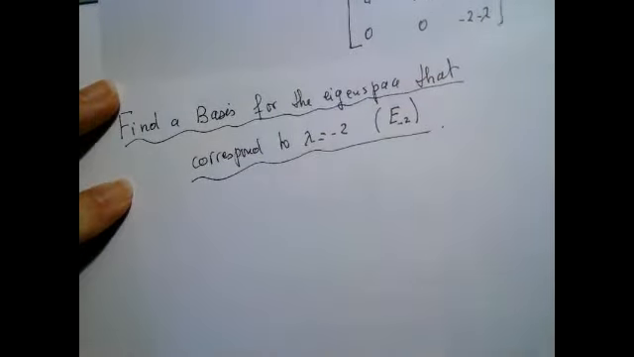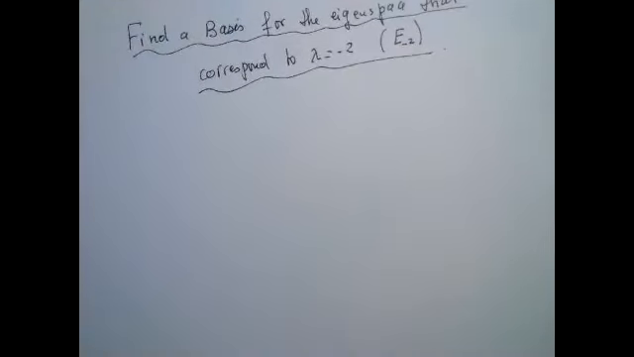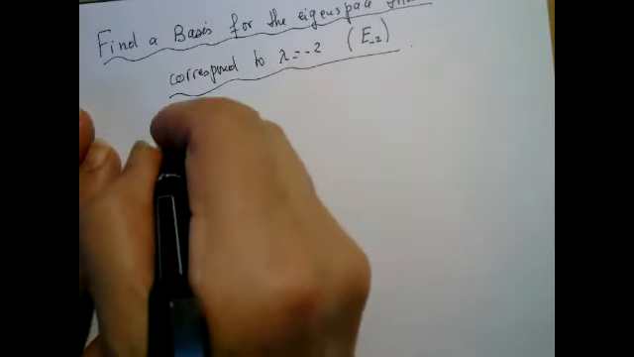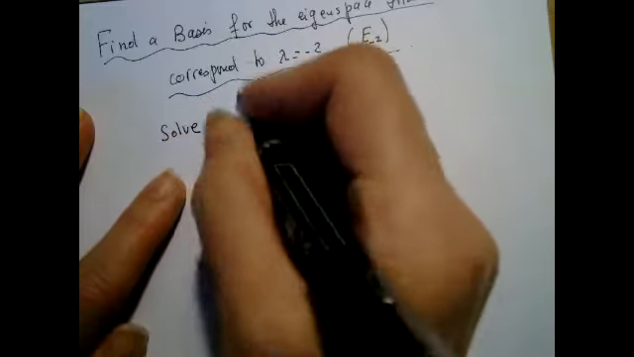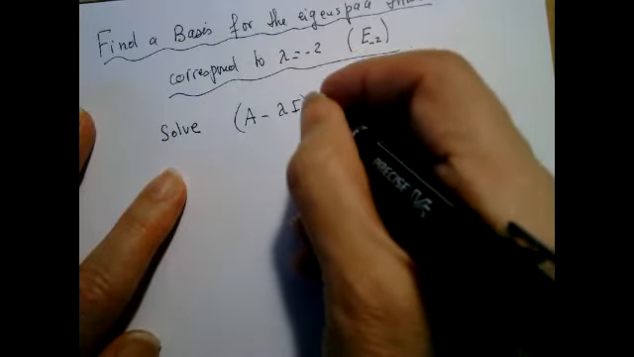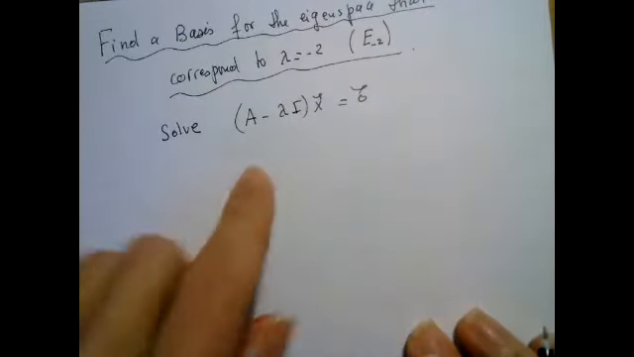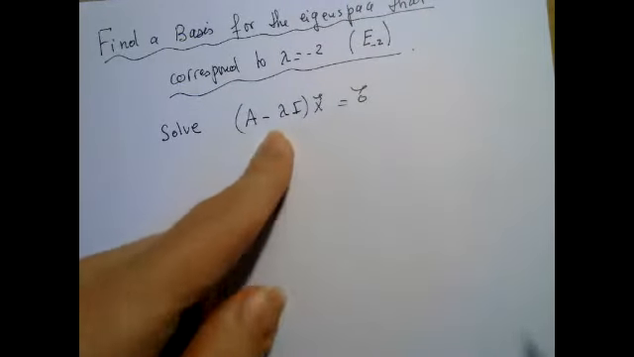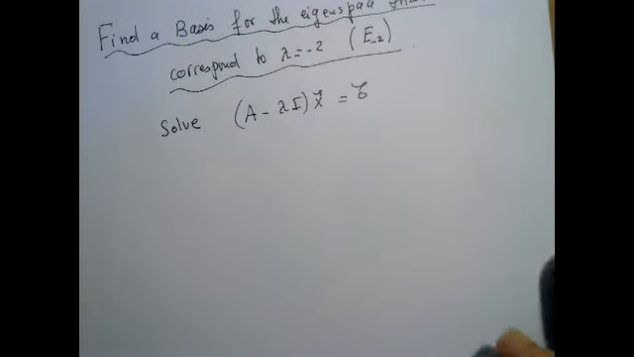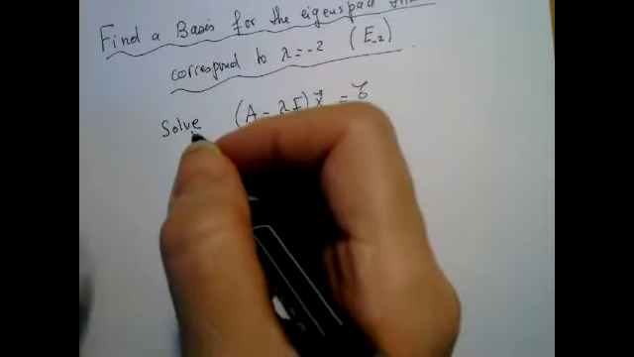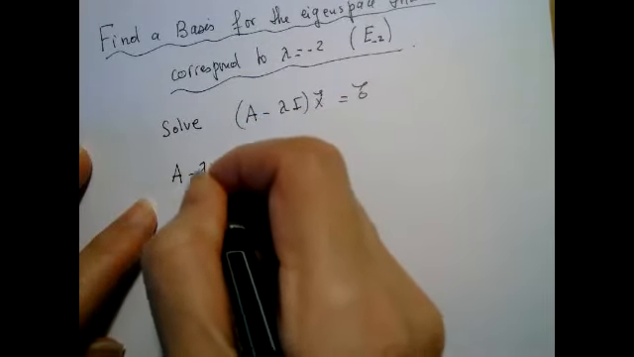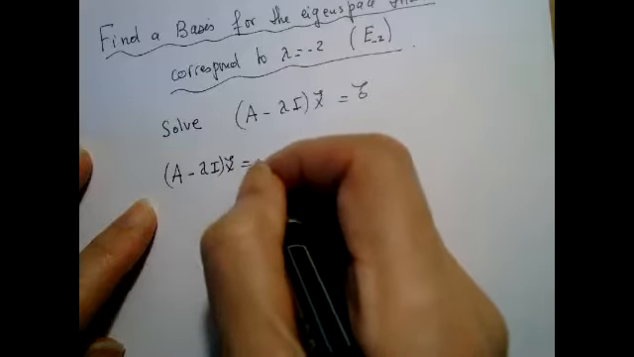Find a basis for the eigenspace. It means basically I have to find all those eigenvectors. So we have to solve, to do that, the system (A minus lambda I) x equal to 0. So we have to solve this homogeneous system, which is a null space, and then we're going to find the basis for this null space. That's what it is about. All right, so let's do that. What's A minus lambda I?